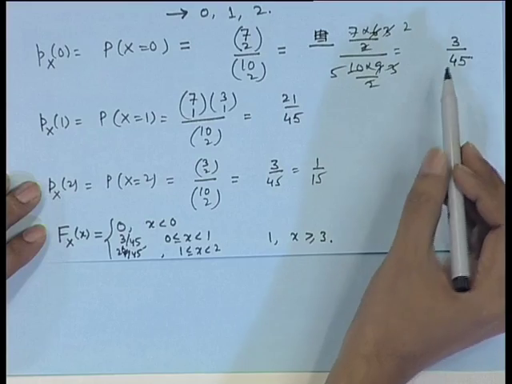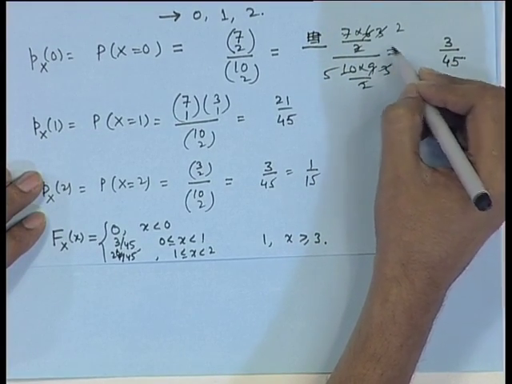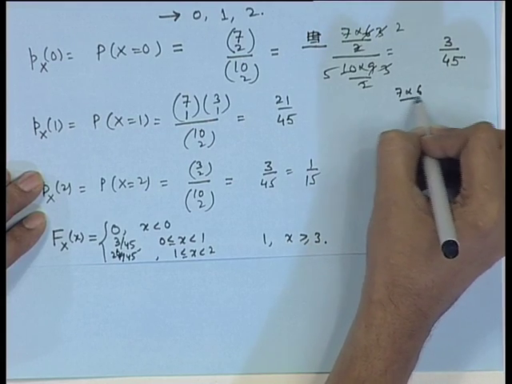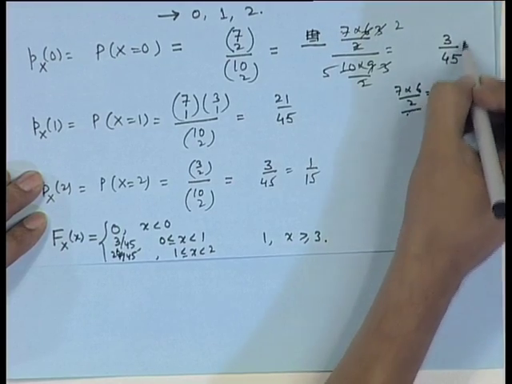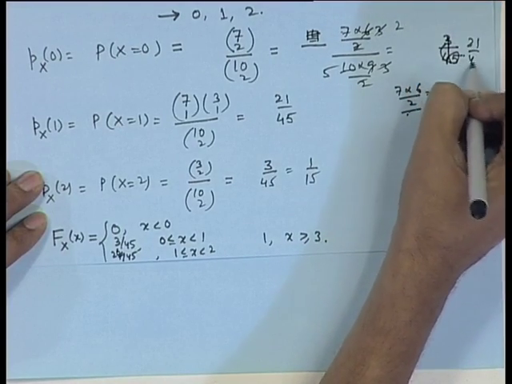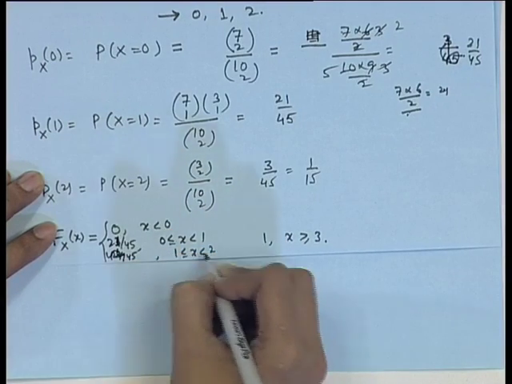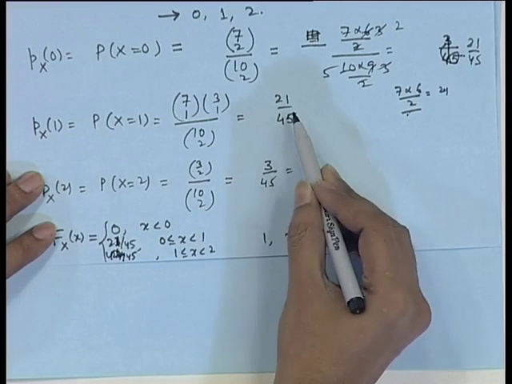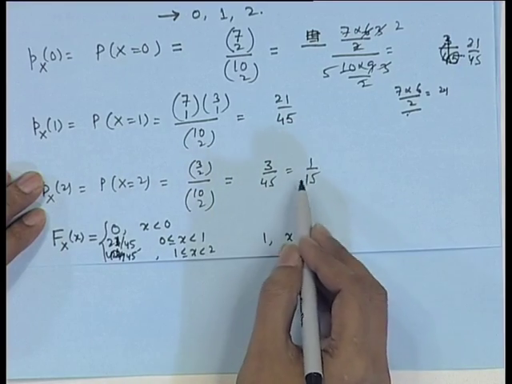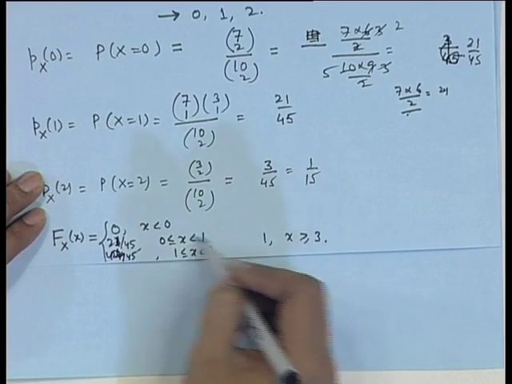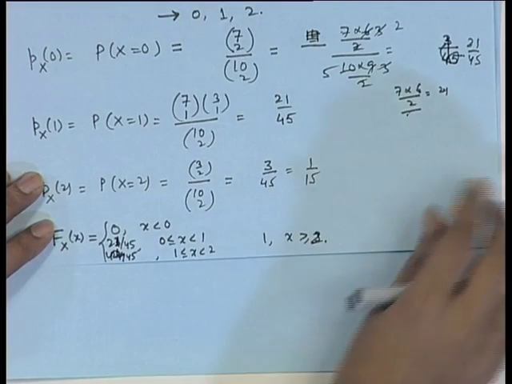I think we have made some mistake here. It is not equal to this. It is 7 into 6 by 2, that is equal to 21, divided by 45. So, 21 by 45. So, this is equal to 42 by 45 and 1. So, the probability of X equal to 0 and X equal to 1 is 21 by 45, and the probability of X equal to 2 is equal to 3 by 45, that is 1 by 15, which is equal to the size of the jump at the points 0, 1 and 2 respectively. Thank you.